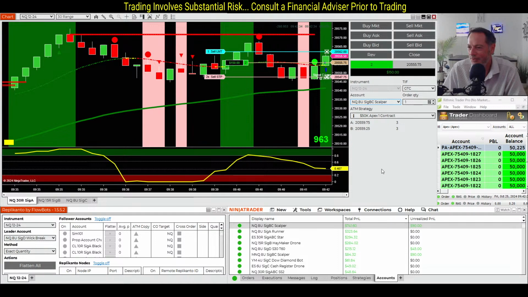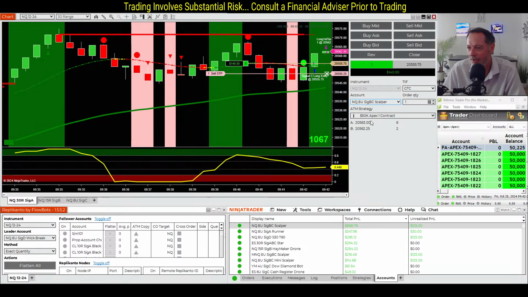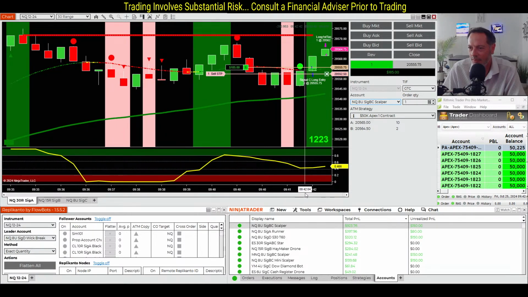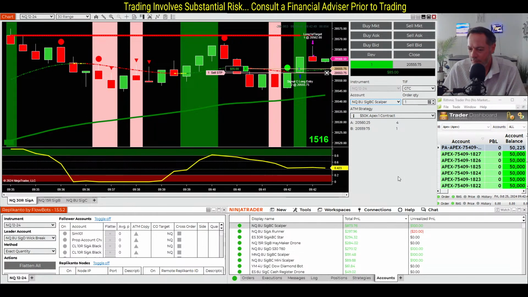Here we go. We got two contracts on the line here trying to get the little blue mark. There we go. We got the first target. The scalper's on the move today. Could be a good one to trade. Looks like I'm going to go ahead and put this one on my account here. Scalper's moving nicely today. It's a two contract trade.